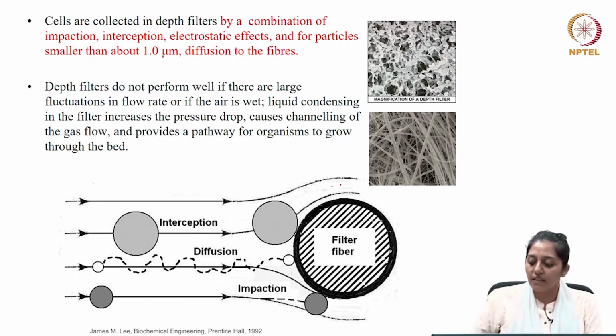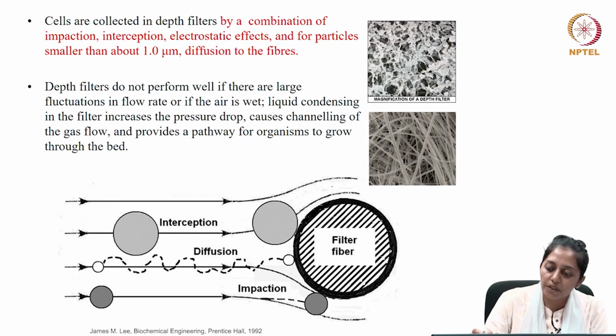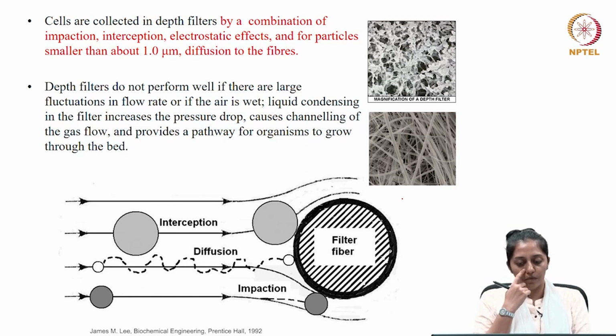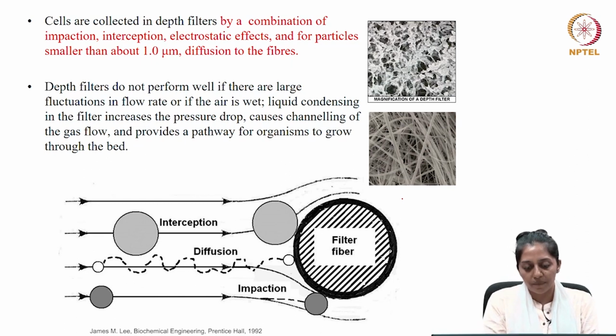So you can see the pictures of the depth filters shown here, and that is the magnification of the depth filter where you can see the pores and the fibers here, and see it's such a complex network of fibers through which the air passes for filtration. So here in the schematic, the three processes are shown: interception, diffusion, and impaction. You can also make note that the size of the particles is different for different processes by which they are getting removed or getting held in the filter.